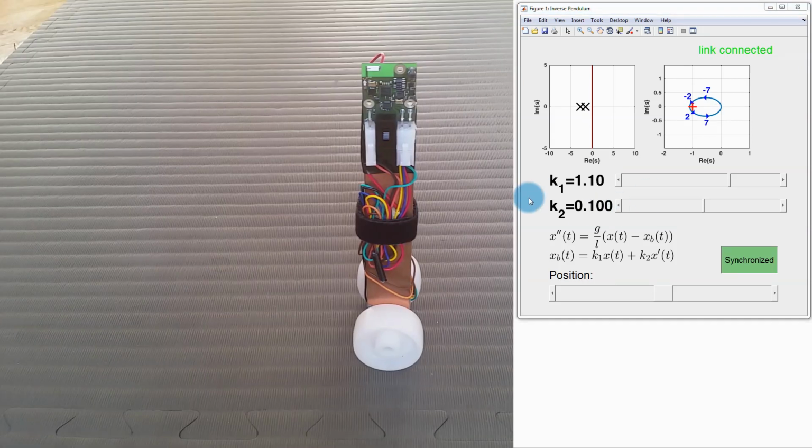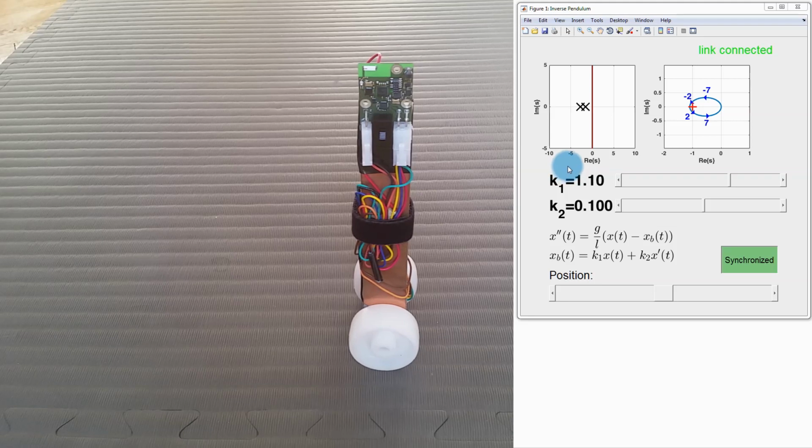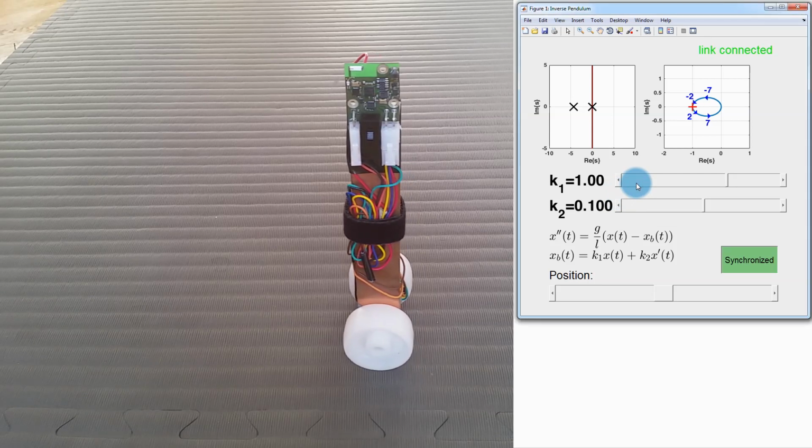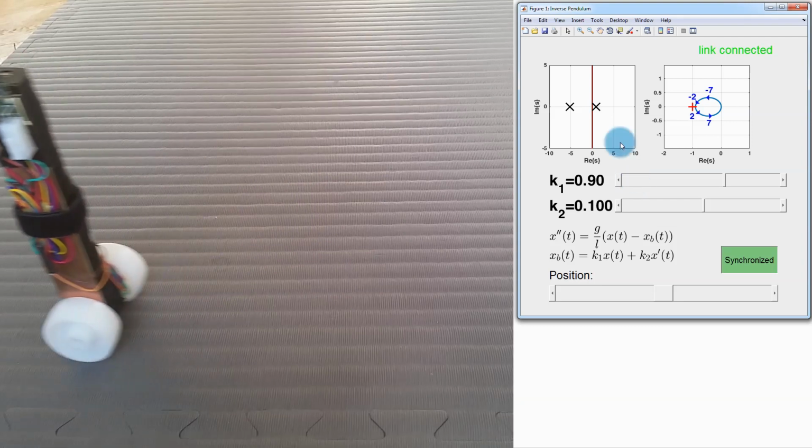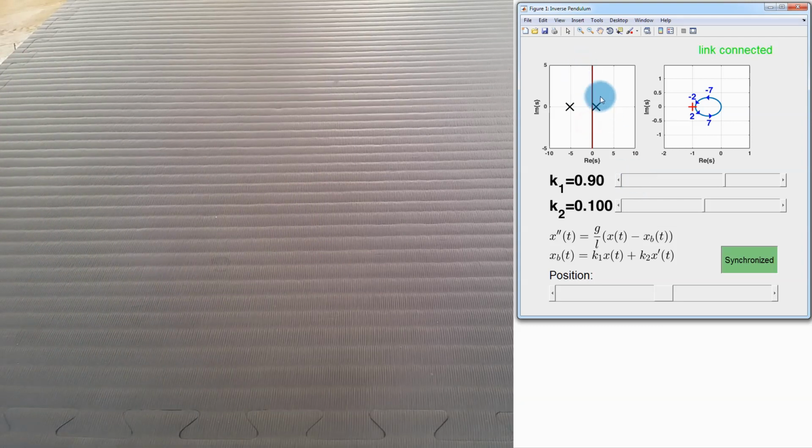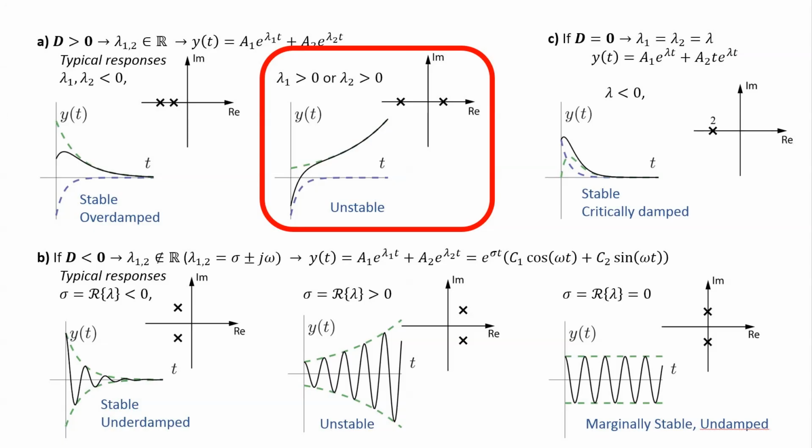Now I have reset the constants k1 and k2 to their original value. And let's see what happens if I change these constants so that one of the poles will move to the right hand side of the complex plane. Now I have one pole on the right hand side, and you can see that the pendulum behaved like this. It just exponentially ran away to one side.